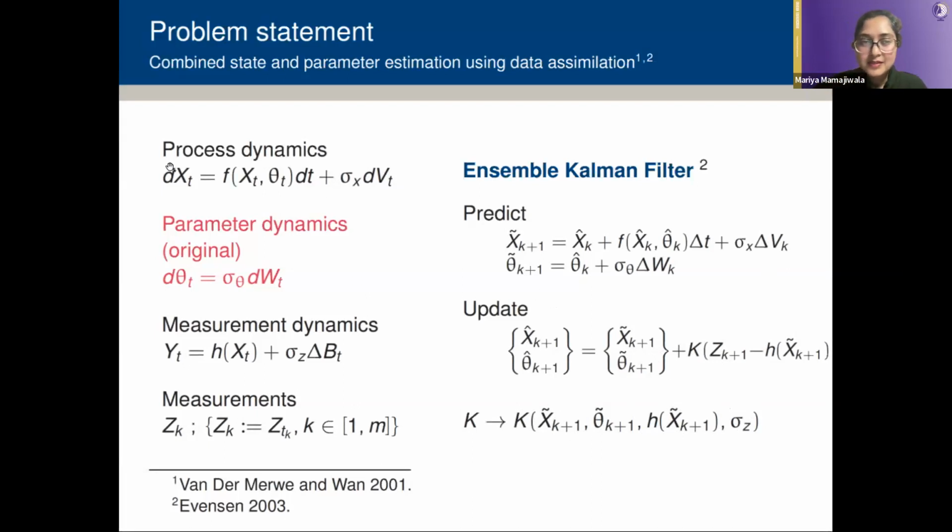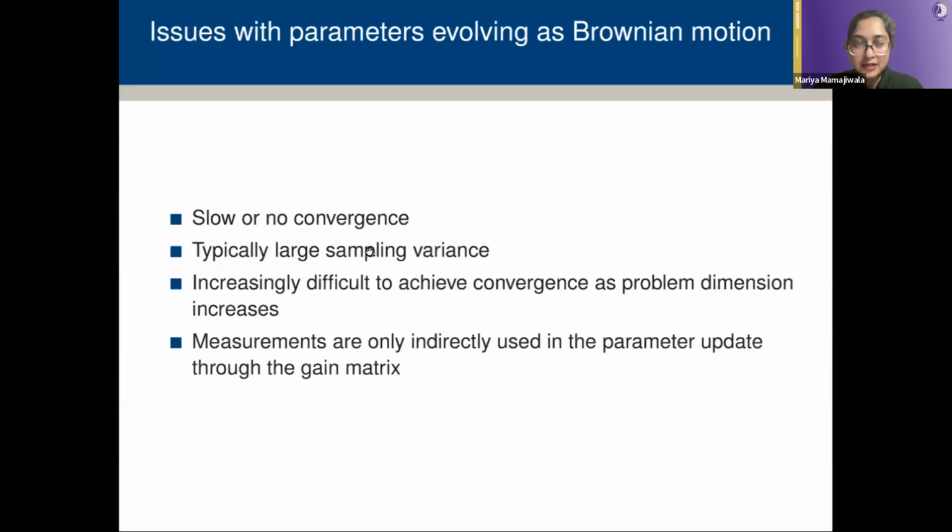Now, mathematically, this is perfectly okay to use Brownian motion for the evolution of parameters. However, in practice, you face certain issues. So there are certain issues while implementing that in practice. There could be no convergence, or the convergence could be slow, especially for the parameters.